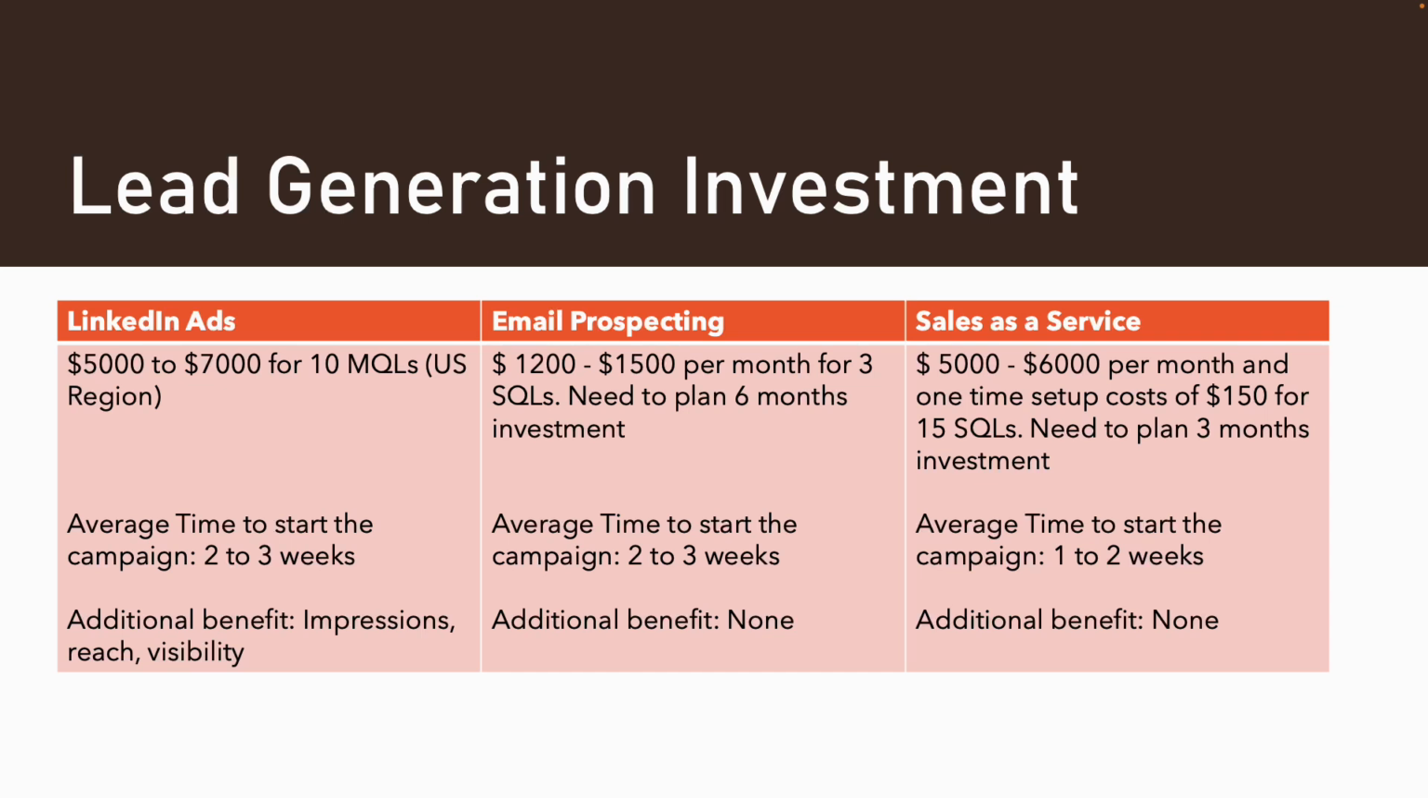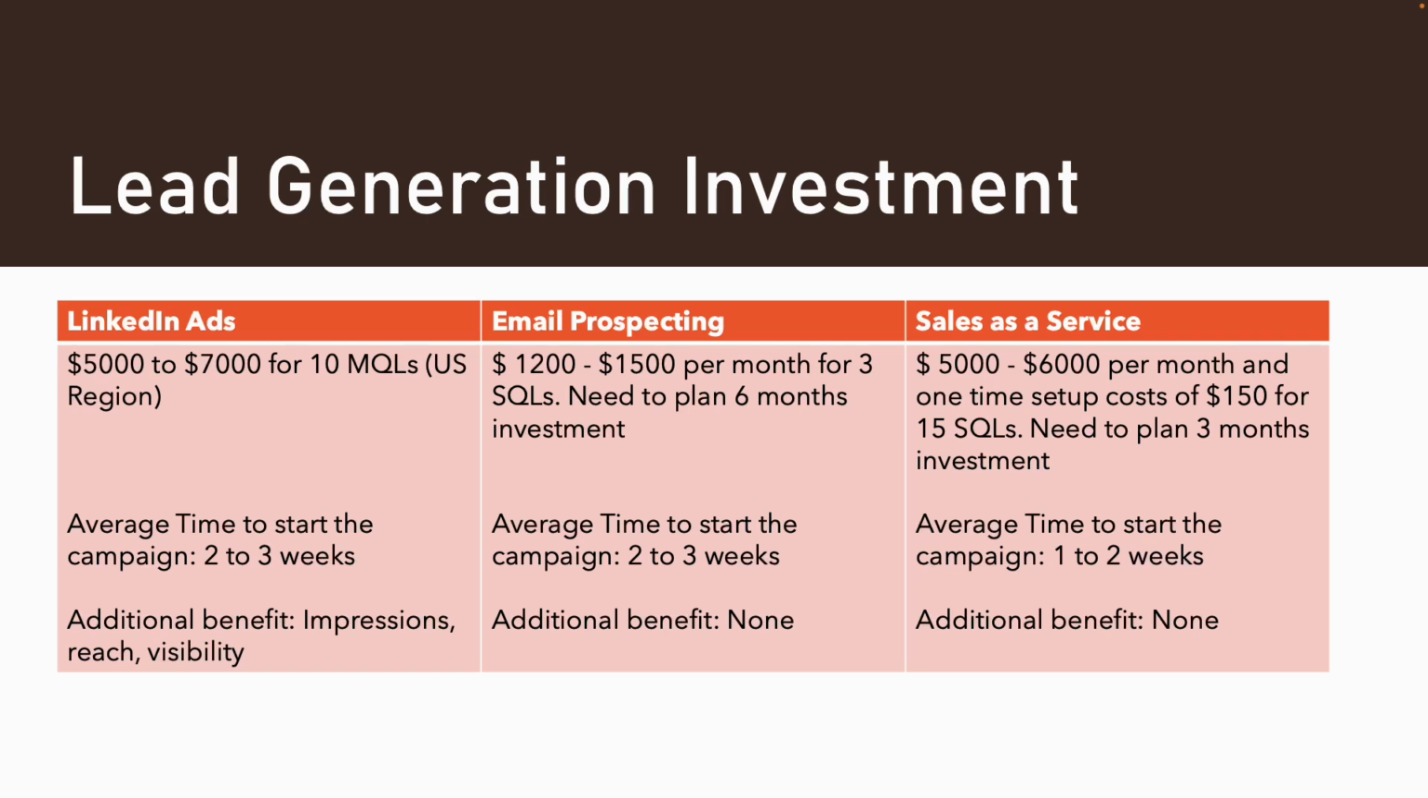The next thing is email prospecting. With email prospecting, you spend $1,200 to $1,500 every month to get about three sales qualified leads, right? It's up to you to convert them into a deal, but you need to plan a 6-month investment to see good results or traction. Again, the time to start the campaign is 2 to 3 weeks.